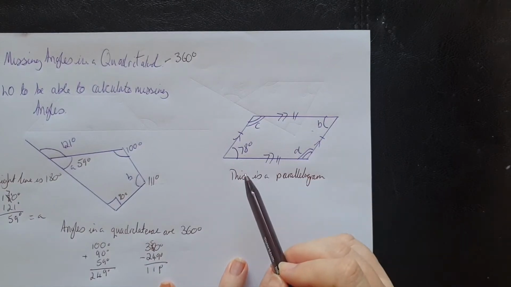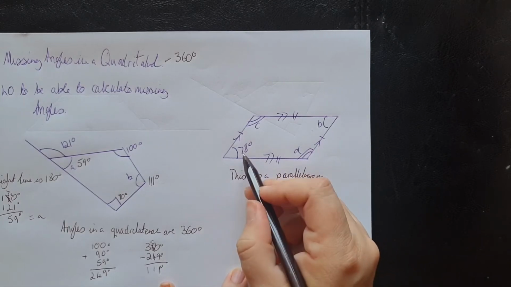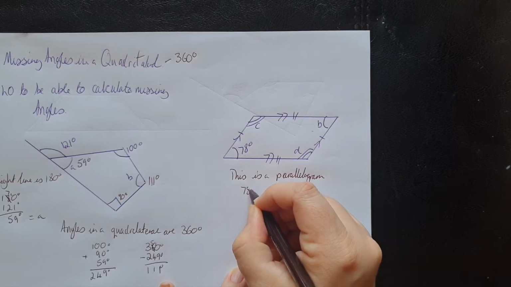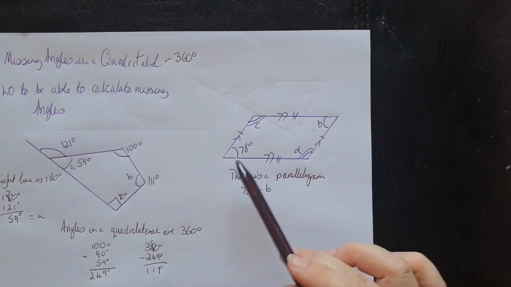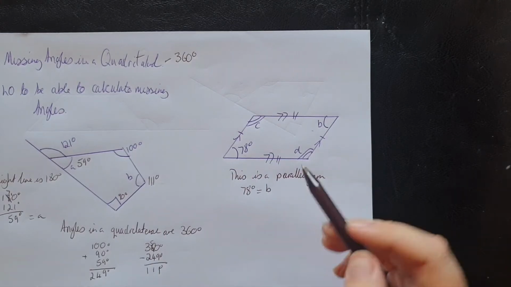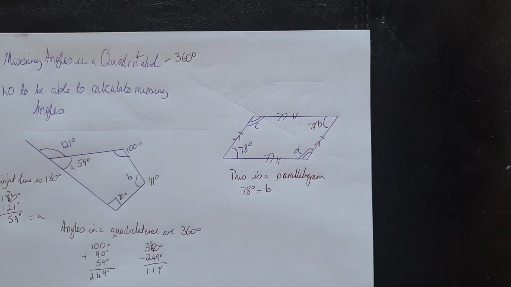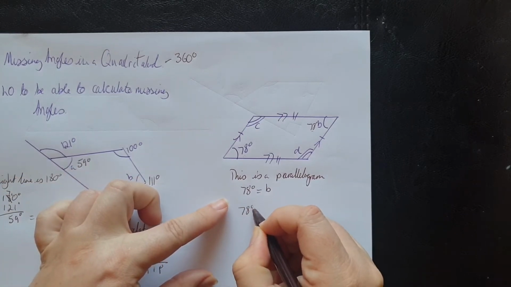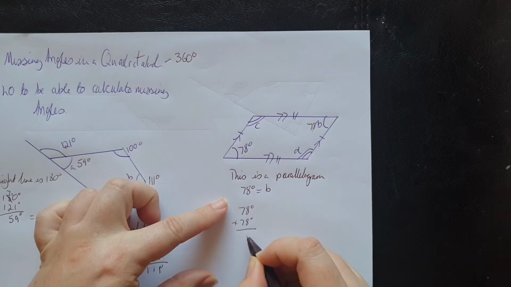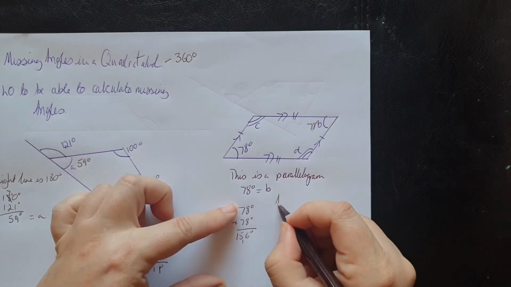Therefore, because this is a parallelogram, we know that opposite angles are equal. So 78 degrees equals B, because the diagonally opposite angles are equal. Therefore, we know that that is 78, that is 78 degrees. Hence, we can then work out these two, because 78 degrees plus 78 degrees gives us 156 degrees.